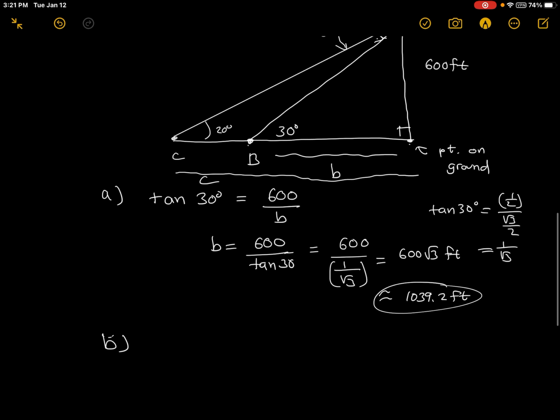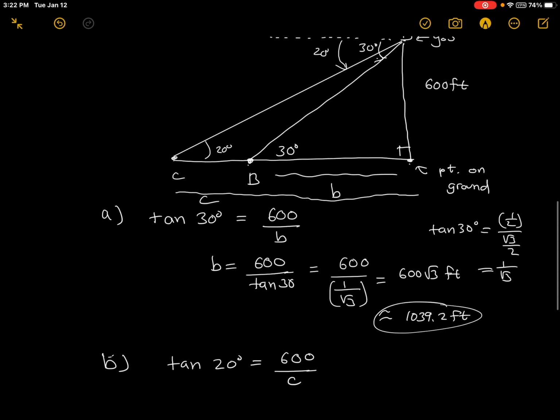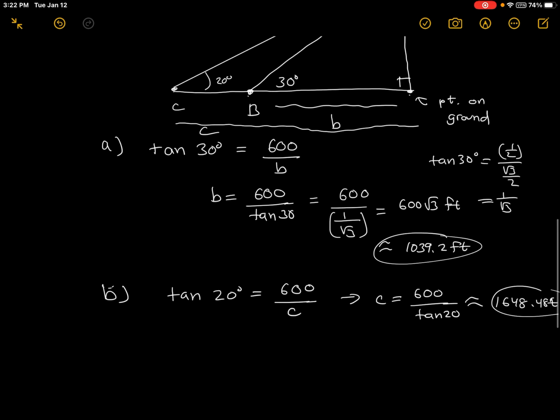For part B, I'm going to use my tangent ratio. The tangent of 20 degrees is opposite over adjacent, 600 over C. Then I just do a little cross multiplication. C is equal to 600 over tan 20. You can get the approximate value, and it looks like you're going to get 1648.48 feet. Let me just get rid of that. There should be feet.